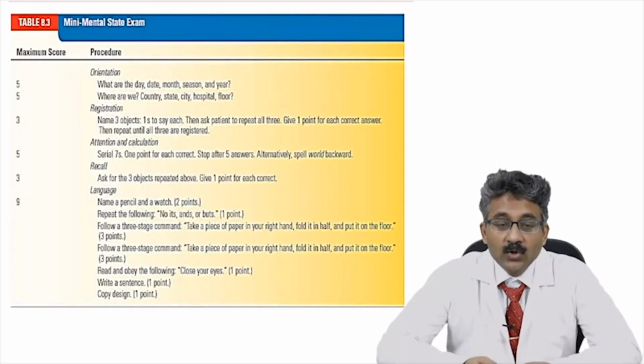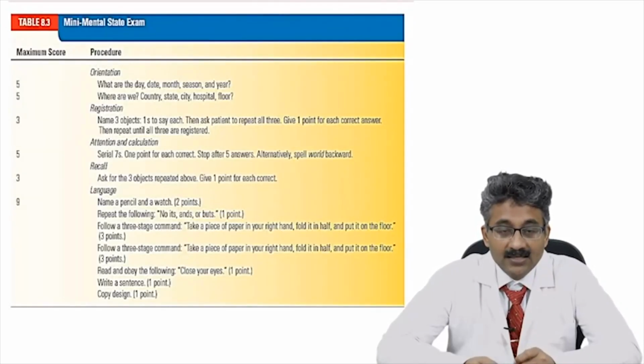Next is language. In language, you name a pencil and a watch. If he names a pencil and a watch, it is 2 points. Then, repeat the following sentence depending upon his language, whichever he speaks. If it is English, "no ifs, ands, or buts." So, that is 1 point. Then, follow a 3-stage command. For example, take a piece of paper in your right hand, fold it in half and put it on the floor. So, it is 3 points. Then one more 3-stage command you can give, similar to the first.